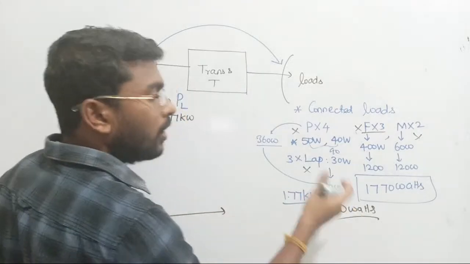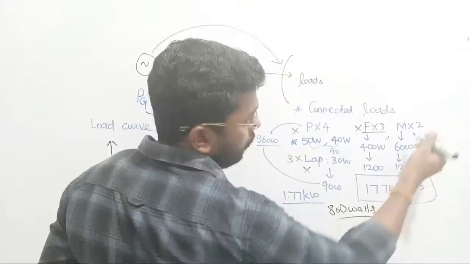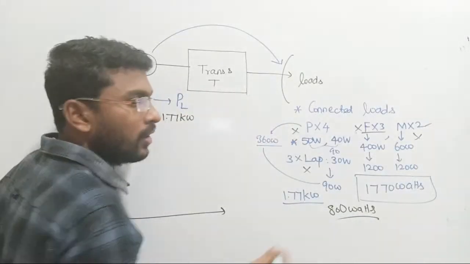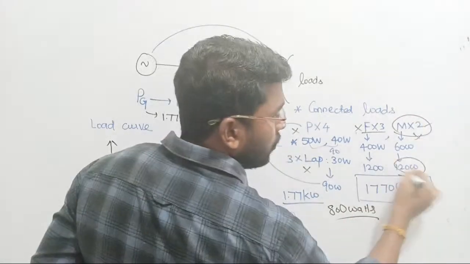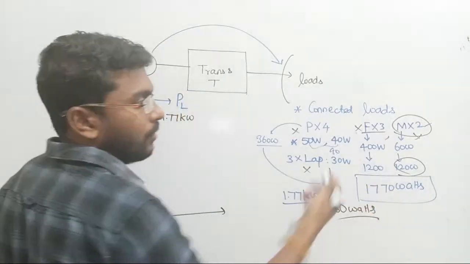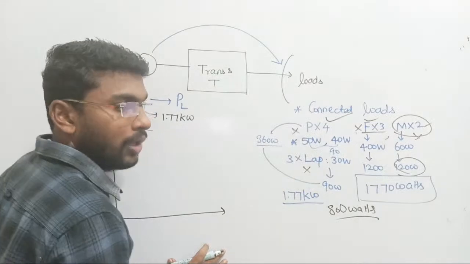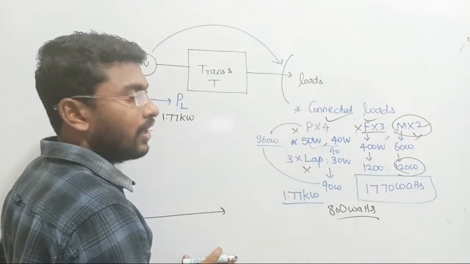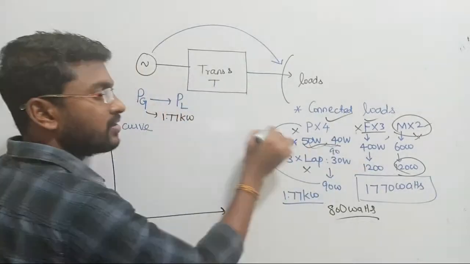Next, in the morning, our mom is going to cook, so she might be using the mixie. Two people are working there, assume they are going to use the mixie together. So the load is slowly rising. While in the morning, you people are turning on the fan, and especially we are going to turn on the bulb. The moment we turn on the bulb, the bulbs start consuming some 360 watts.